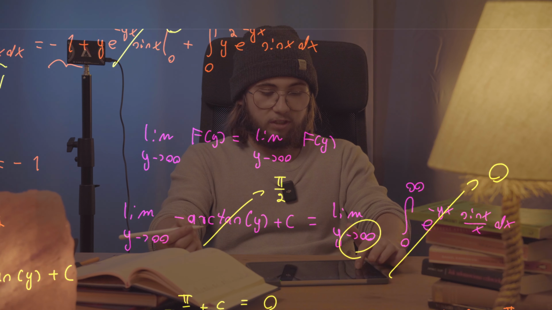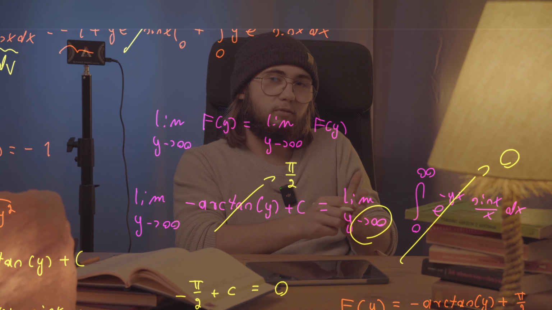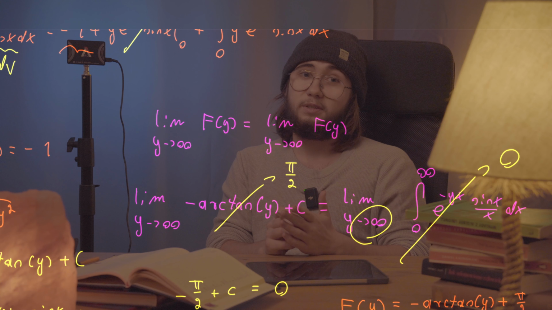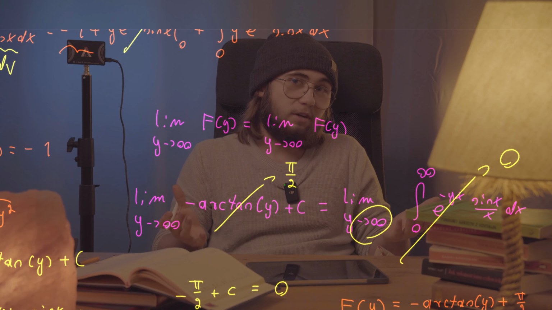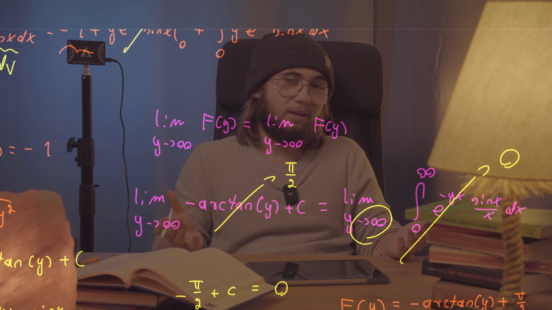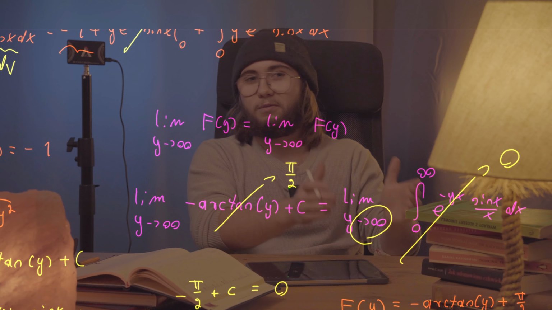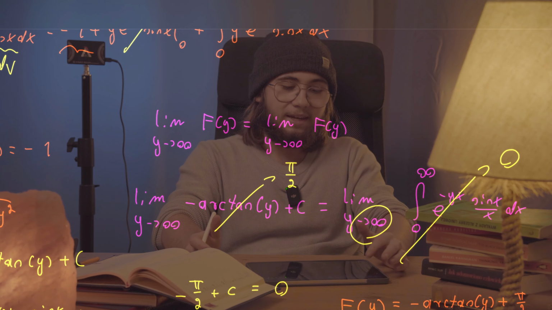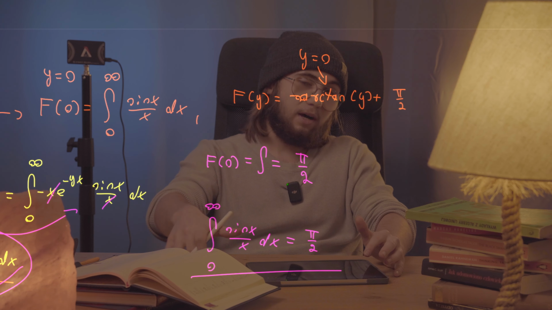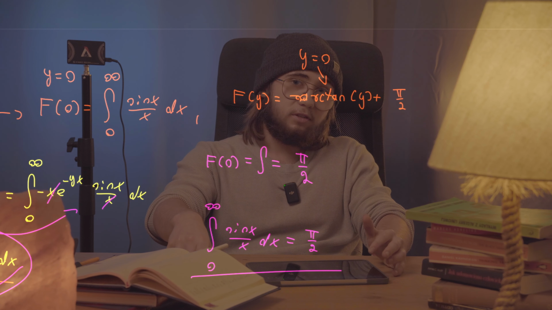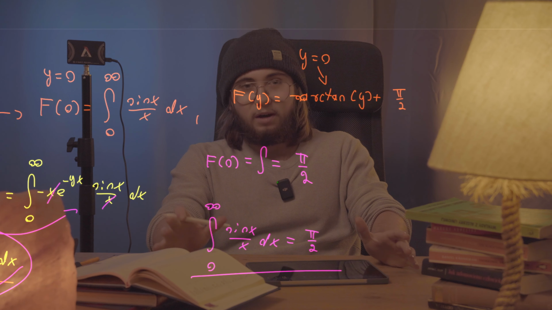Then we checked the limits as y approaches infinity of both of our definitions for f of y, and we got that our constant is pi over 2. Then we plugged 0 into both of our instances of f of y, getting that our original integral is equal to negative arctangent of 0 plus pi over 2, which is just pi over 2, which is also our final result.